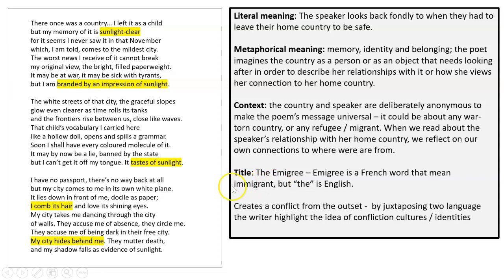The title is also really important, The Emigree. Emigree is a French word that means immigrant, migrant, someone who has had to move to another country or another area. But the first word, the definite article 'the', is English. So we have one English word and then one French word. And so we see a conflict from the outset because we've got two different languages, two different ideas being expressed.